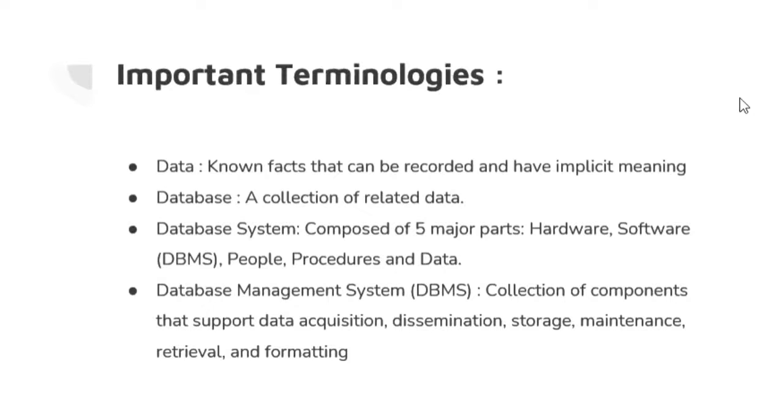So what is data? Data is known as a collection of raw facts and figures. Data is a set of known facts that can be recorded and they have an implicit meaning. Database is a collection of related data. A database system is composed of 5 major components, that is hardware, software, that is DBMS software, people, procedures and data. A DBMS system is a collection of components that support data acquisition, data dissemination, data storage, data maintenance, data retrieval and formatting. So now let's understand DBMS system in detail.